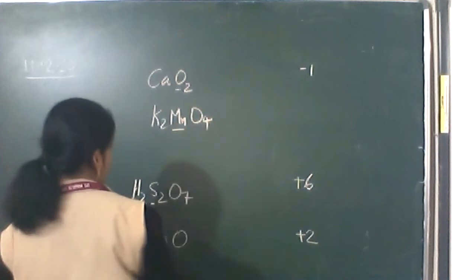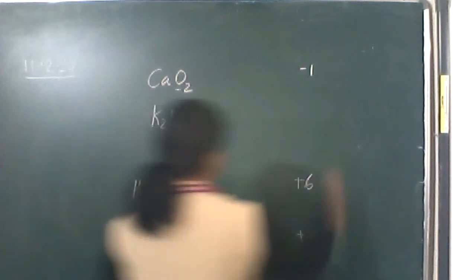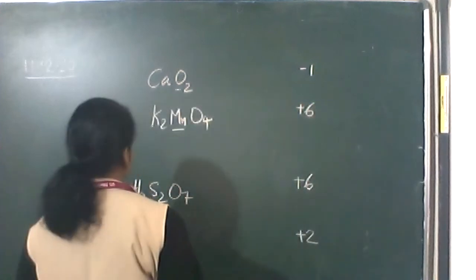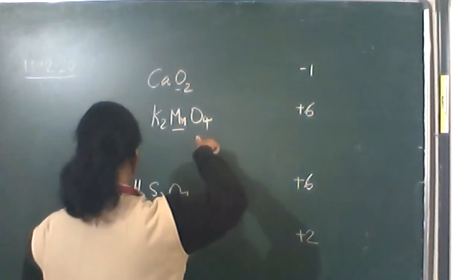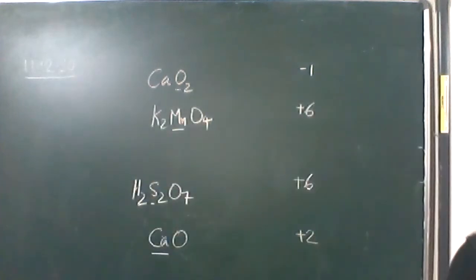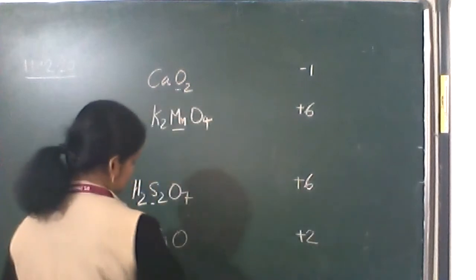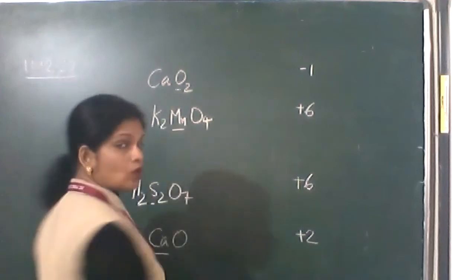K2MnO4. Find out the oxidation state of Mn. You will be getting it as +6. So you can calculate the oxidation states of the oxides. Here it is Ca +2, but here it is O2. Ca is always +2.